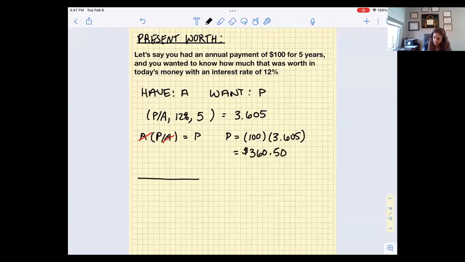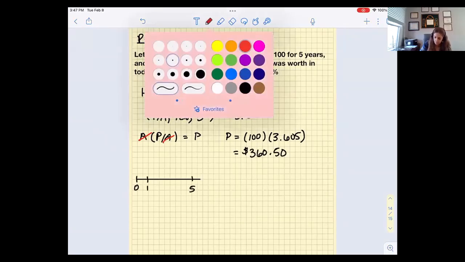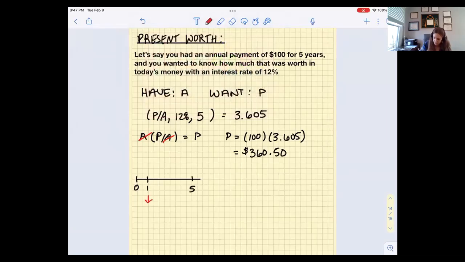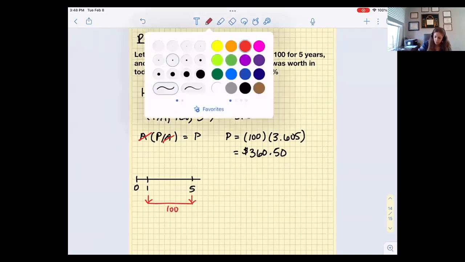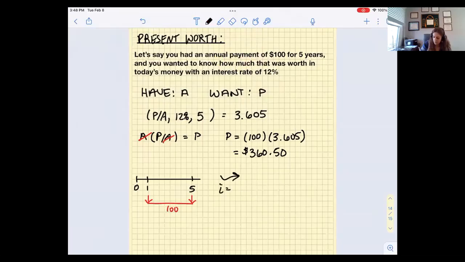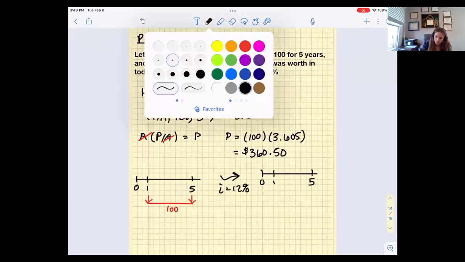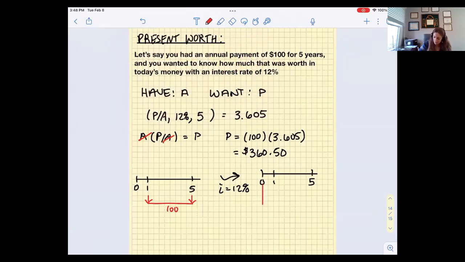$360.50. So what we're saying is we went from having an annual payment from year 1 to year 5 of $100, and knowing that I is 12%, we changed it to one singular payment at the present year of $360.50.